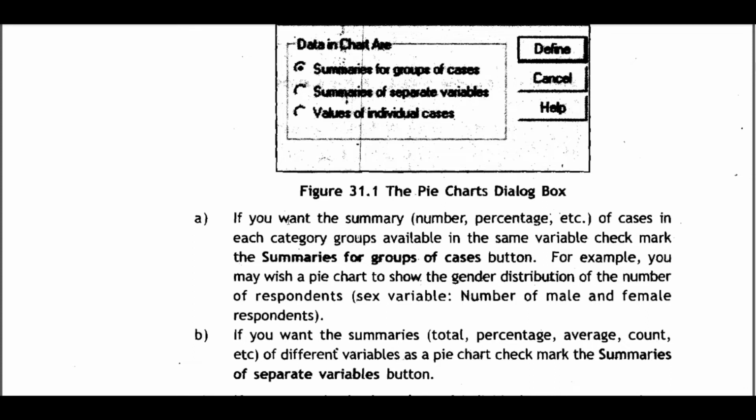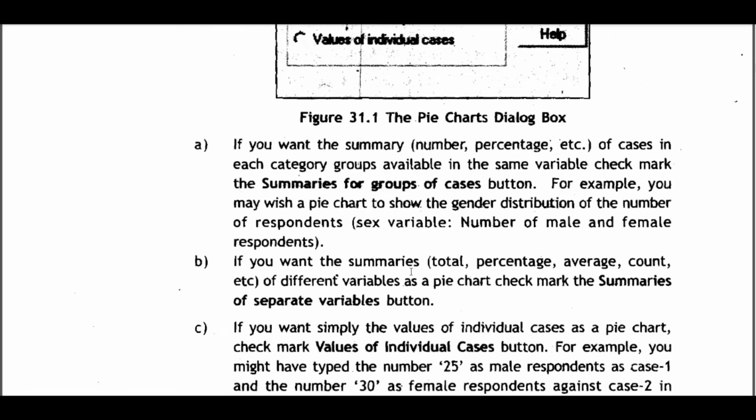If you want the summary, the number, percentage, etc. of the cases in each category, groups available in the same variable, check mark the summaries for groups of cases button. For example, you may wish a pie chart to show the gender distribution of the number of respondents, the sex variable, number of males and number of female respondents. If you want to summarize the total or percentage, average or count, etc. of different variables as a pie chart, check mark the summaries of separate variables button.